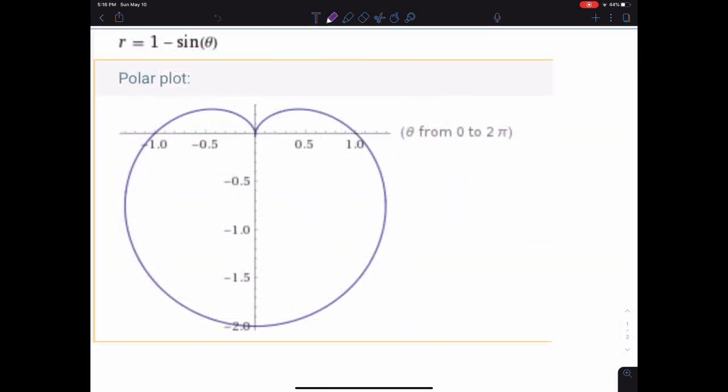Hi, well, I just thought I'd add on to the video that this is a computer-generated graph of r equals 1 minus sine theta. So the one I drew looks similar, but this one's better. And I think that it's good to use technology sometimes to see what it actually looks like. Okay, so that's all.